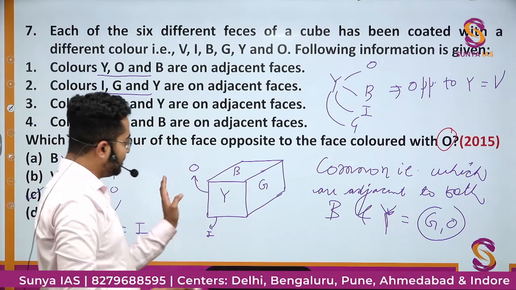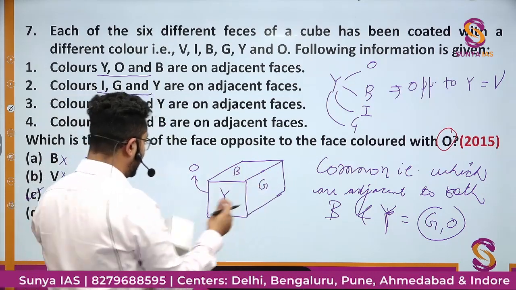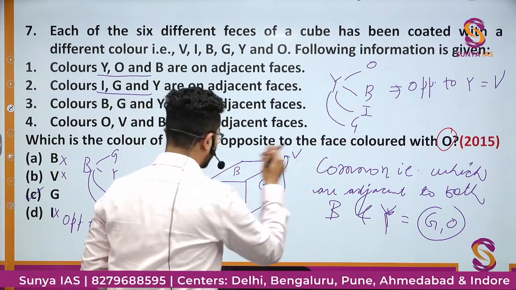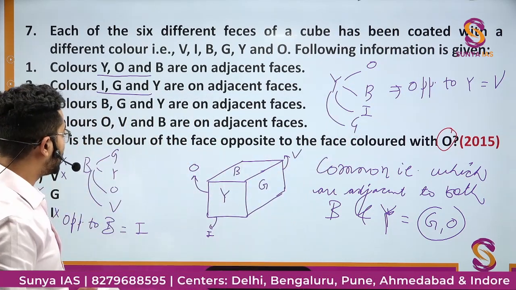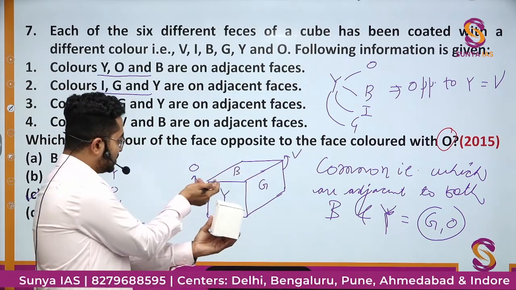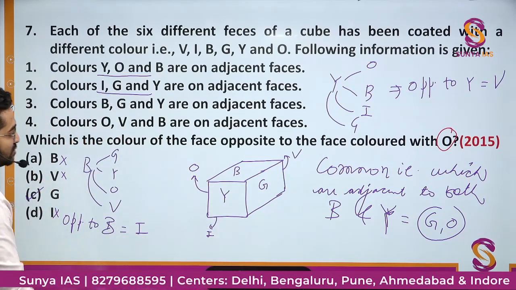Okay, and then opposite to Y is V. So Y would be this back portion. So here it would be somewhere V. Now it is asking opposite to color O. This is G, this is G, O, the back one, this would be O. So you can see O and G are opposite to each other.